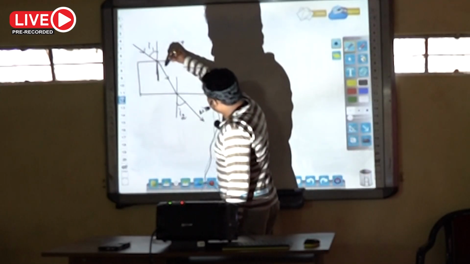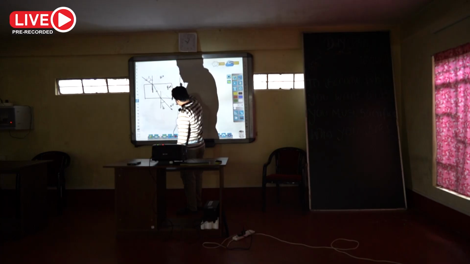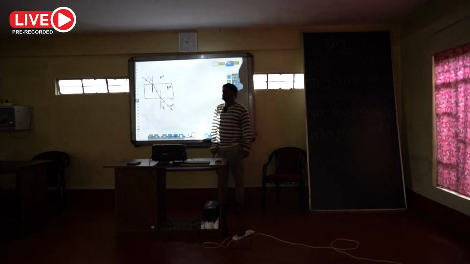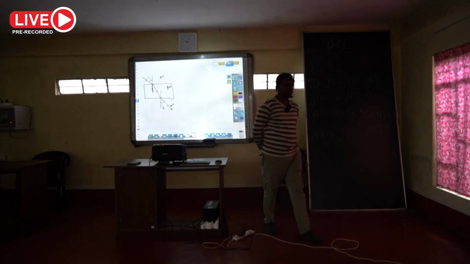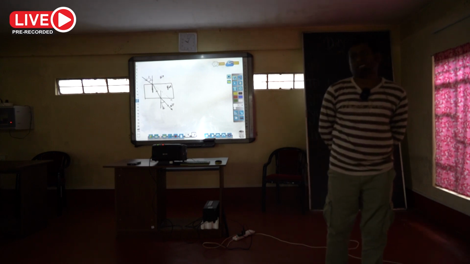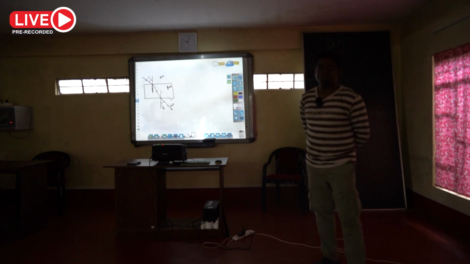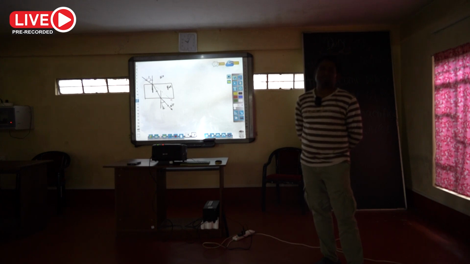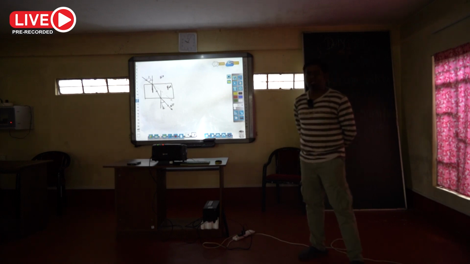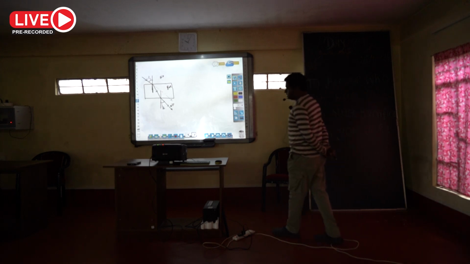And if you extend this one with a dotted line, you will find that this path and this path are parallel to each other. The path of the incident ray and the path of the emergent ray are parallel to each other. Means there is no angular deviation produced in the path of the light due to this glass slab. This glass slab only shifts the light parallel to itself. This phenomenon is called lateral displacement.